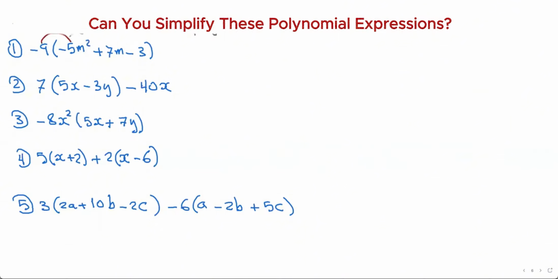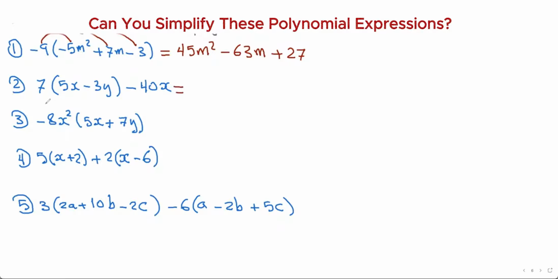So with the first question, we're just going to multiply the -9 and all the -5n squared and the 7n and the -3. So -9 times -5 is 45, because negative times negative is positive, and you still have the n squared. And -9 times +7 is -63, and you still have the n. And -9 times -3 is +27. And here, when you look at this, you don't have any like terms, so you cannot get any further than this. This is your final answer.